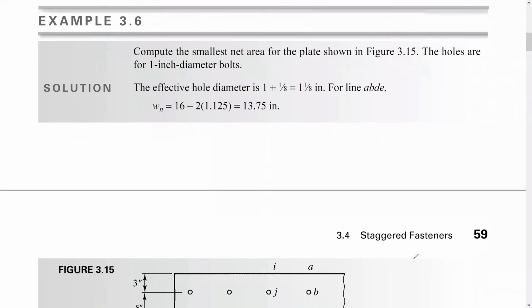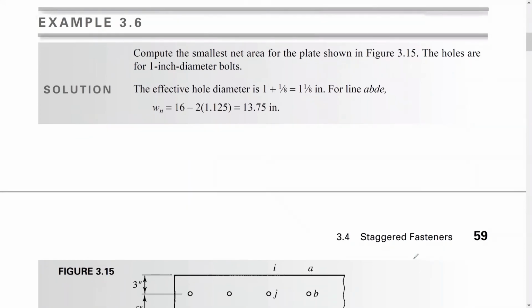Okay. So the problem statement says: compute the smallest net area for the plate shown in figure 3.15. The holes are for 1 inch diameter bolts. Okay. So what is the hole diameter? In this case, guys, let me see figure 3.15.